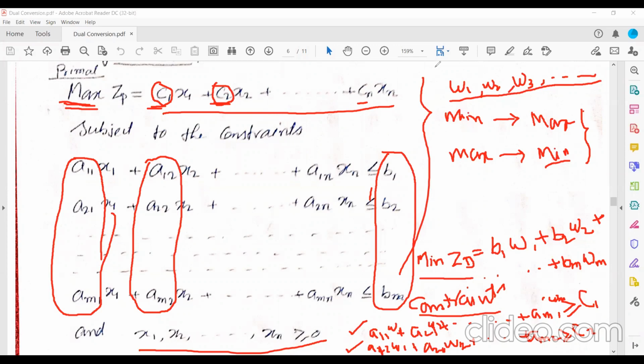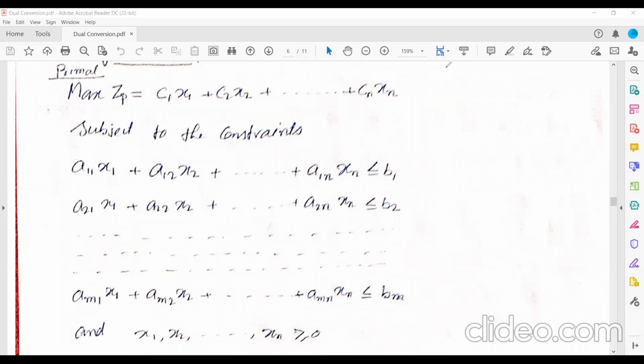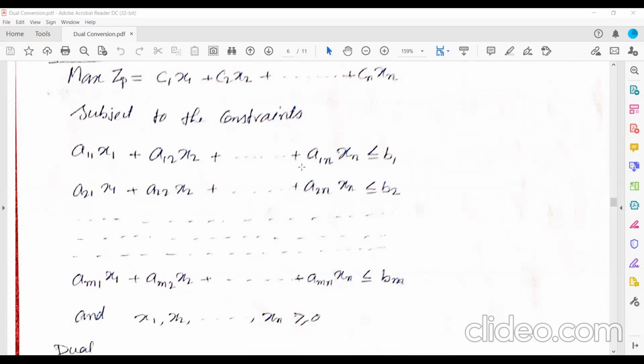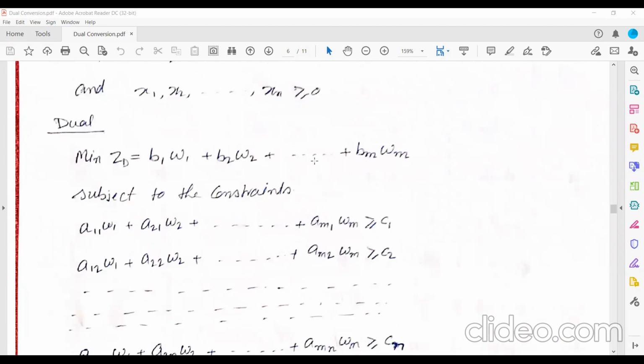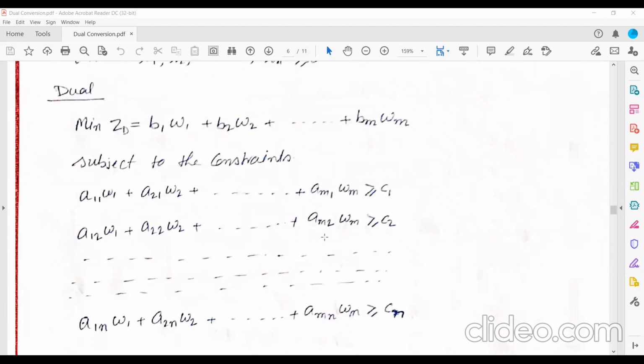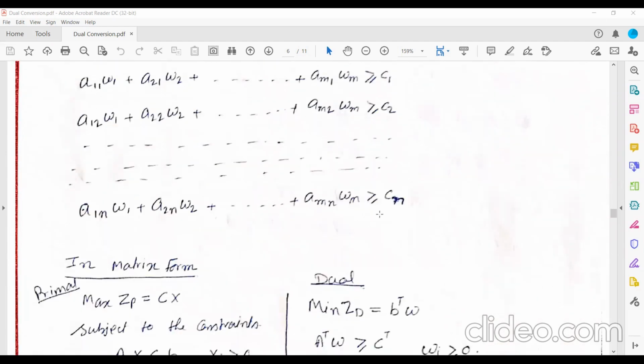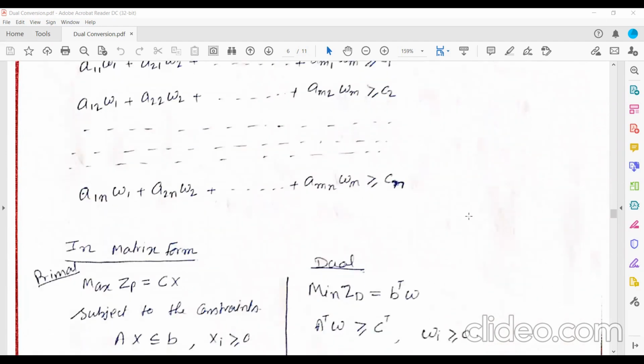Okay. So in this way, you need to convert a primal linear programming problem into dual. So see, I have written here, it's dual. Here W1, W2, Wm, these all are greater than or equal to 0. So this is the same thing.